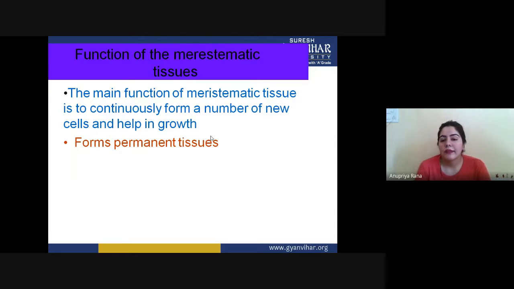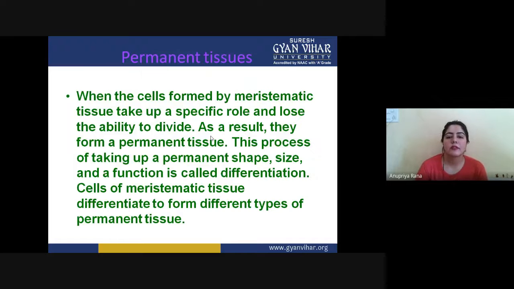Now the function we already saw: the meristematic tissue continuously divides and helps to form new cells, and also helps to form the permanent tissue. So when an optimum length has been reached by a plant and they do not need to divide any further, at that time this meristematic tissue is basically converted into the permanent tissue. You can say these are the very first tissue of the permanent tissue.